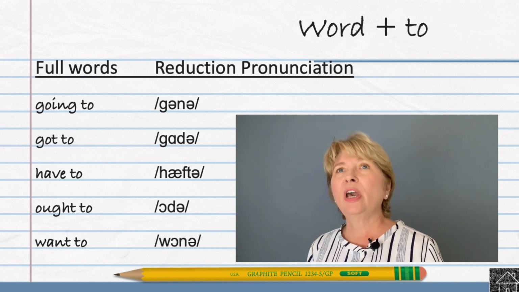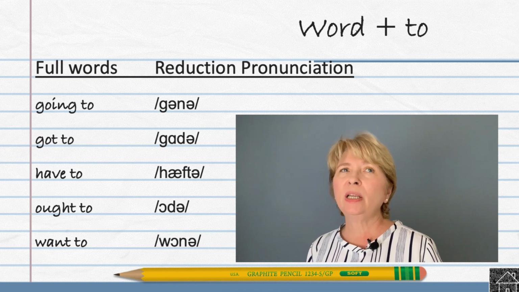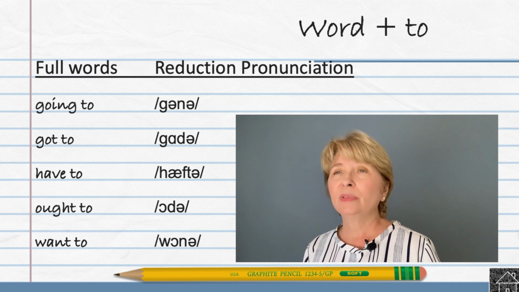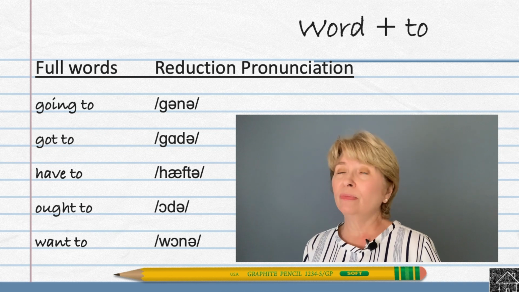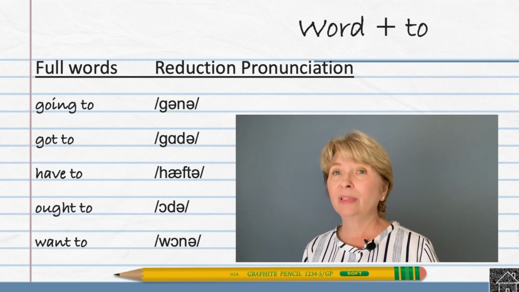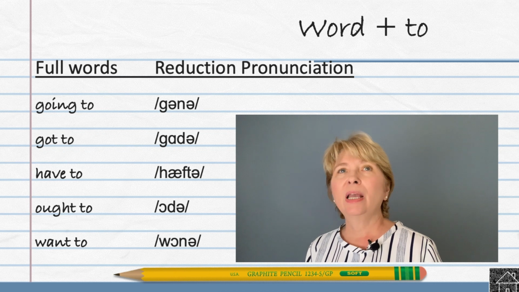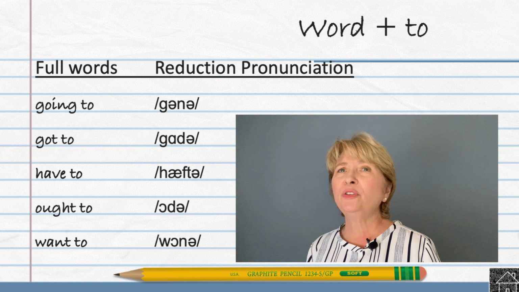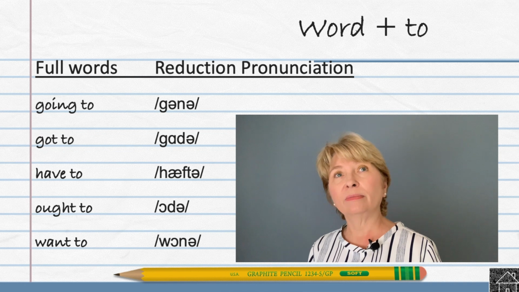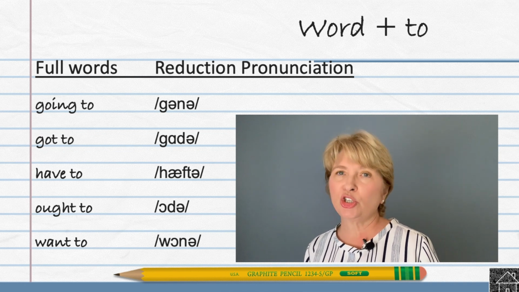Okay. You've got gonna. The next one is got to, which becomes gotta. The classic example is I gotta go, or just gotta go. Have to becomes hafta. We have to finish our work before we leave. Ought to becomes oughta. Ought to means the same as should.